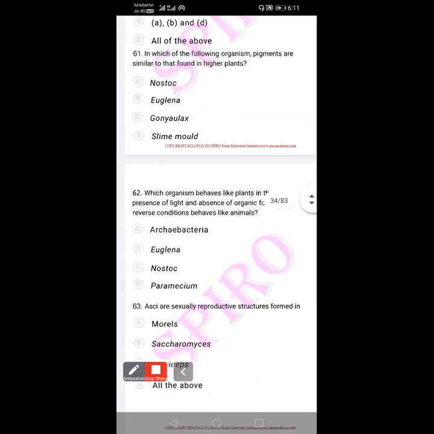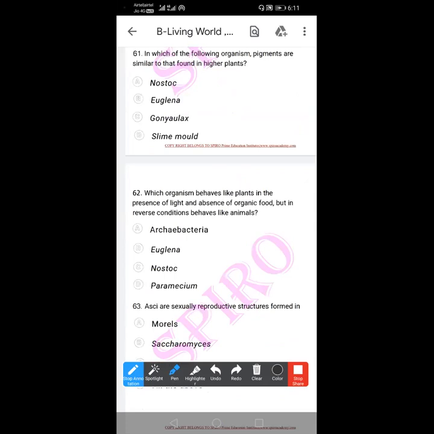And question number 61. Which of the following organisms has pigments similar to those of the higher plants? Dear students, I have already said, plant animal. Euglena is an important organism that has a mixotrophic type of nutrition, right? So it is a protistan. It has chlorophyll a and b like that of the plant. This is a blue-green algae, this is a diatom, and this is a protistan. The correct option having pigments similar to those of the plant is Euglena.